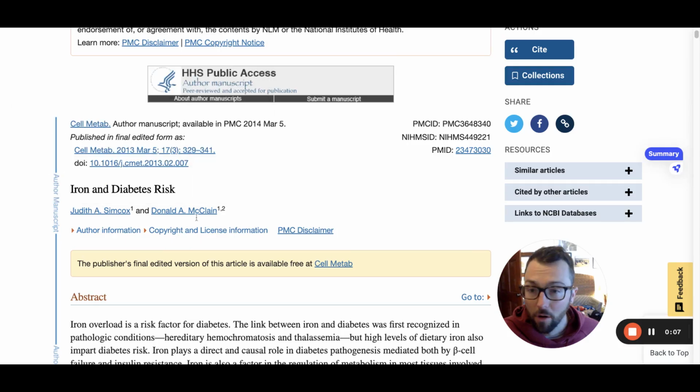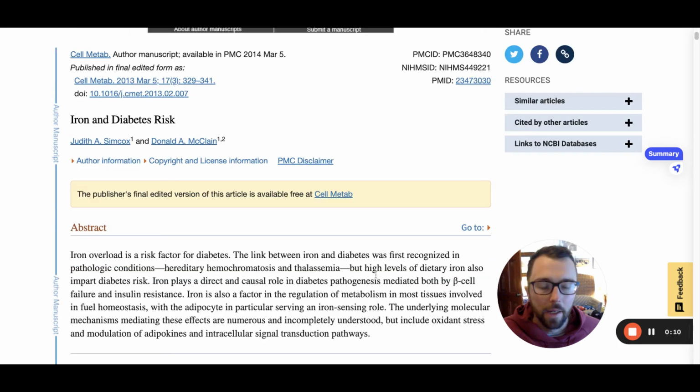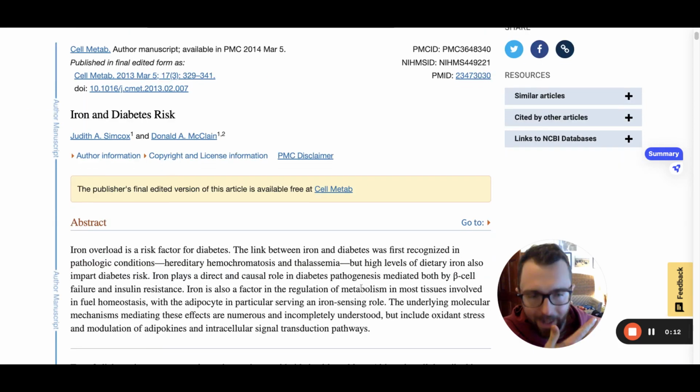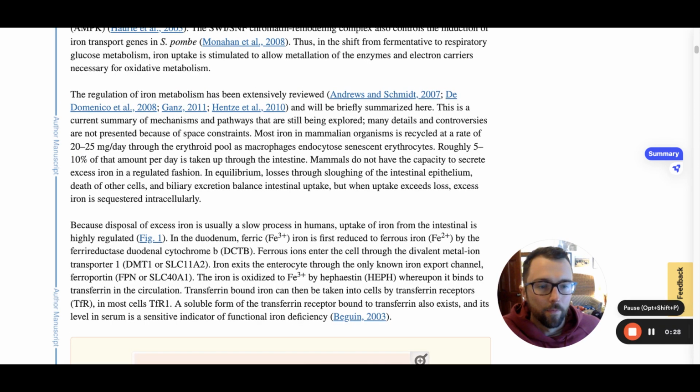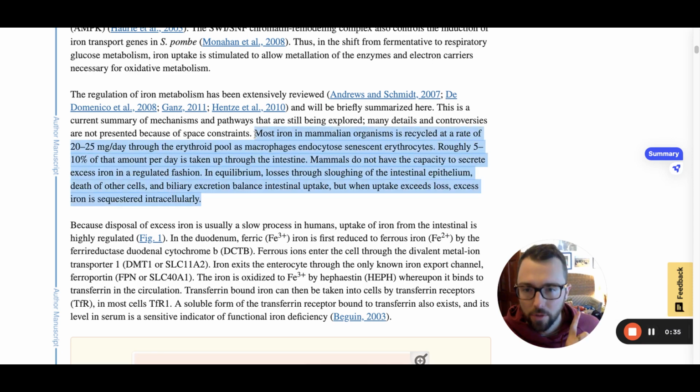So here we are, Iron and Diabetes Risk, Cell Metabolism 2013. Now, like I mentioned before, this paper does a great job of introducing iron metabolism in a healthy state to give you a good foundational understanding of what we're departing from when we go into states of disease like diabetes. And we'll just do a brief summary of some of the information here, but I want to bring your attention to this point in particular.